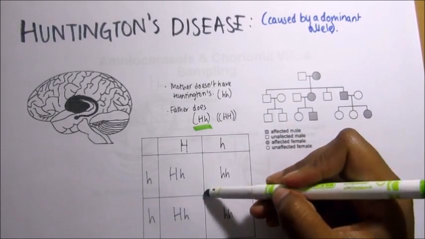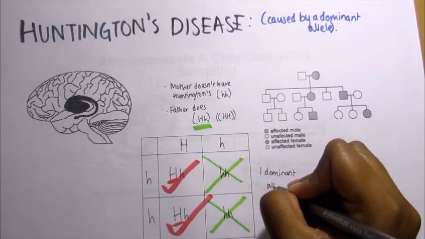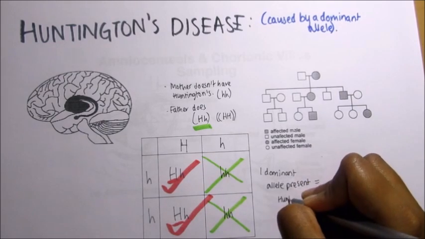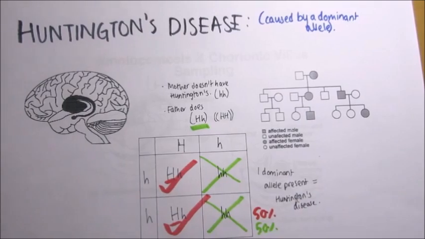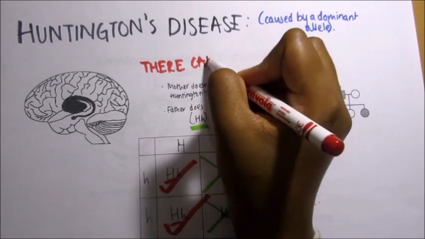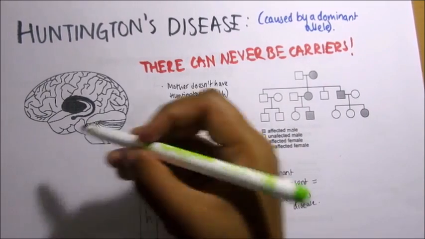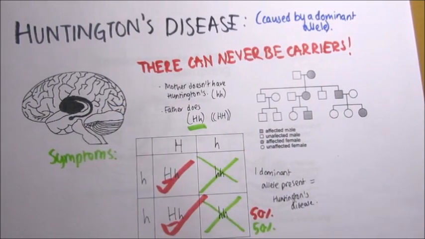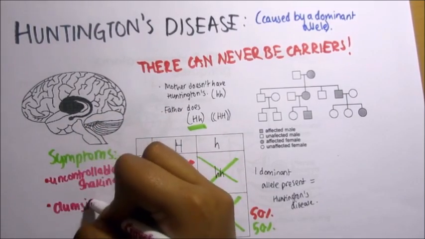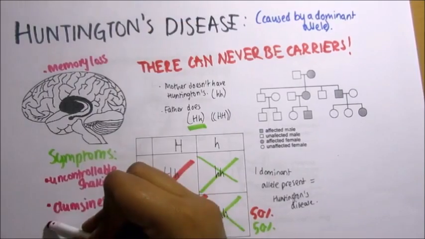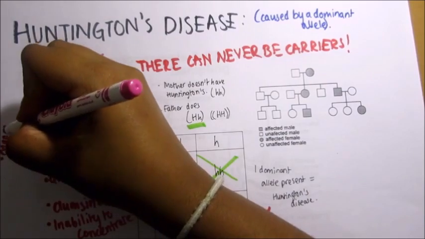Now, the dad only has one dominant allele, but even if he had 1 or 2, he'd still get Huntington's disease. So the chances of them having kids with Huntington's disease is 50%. And there can never be carriers as it is caused by a dominant allele. Now, the symptoms of Huntington's disease include uncontrollable shaking, clumsiness, memory loss, inability to concentrate, and also mood changes.